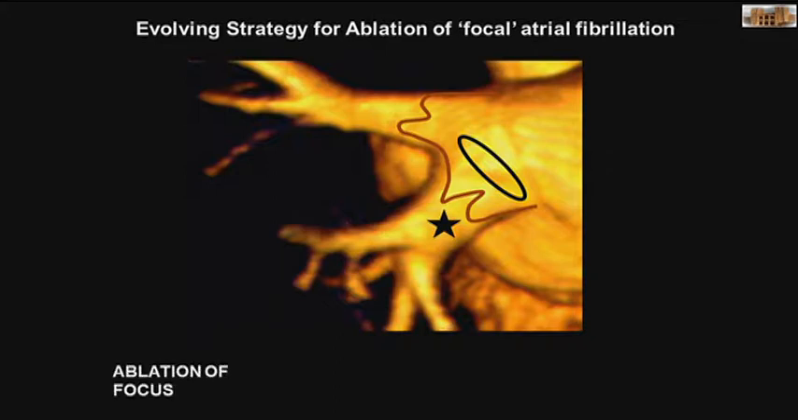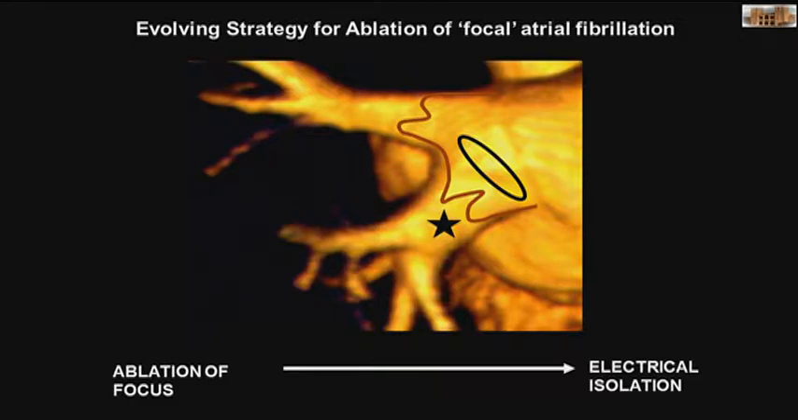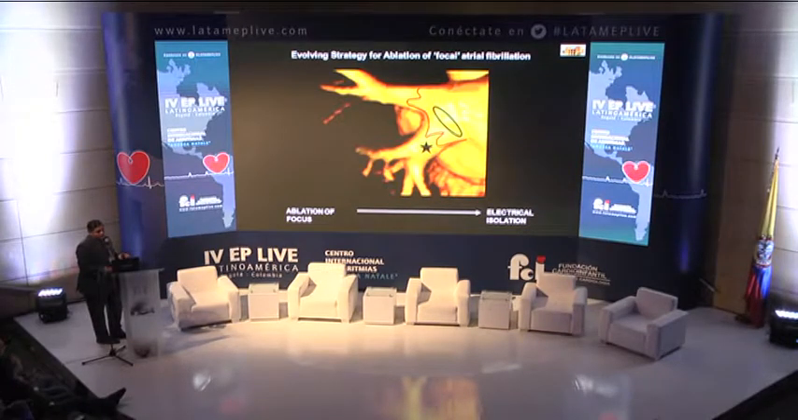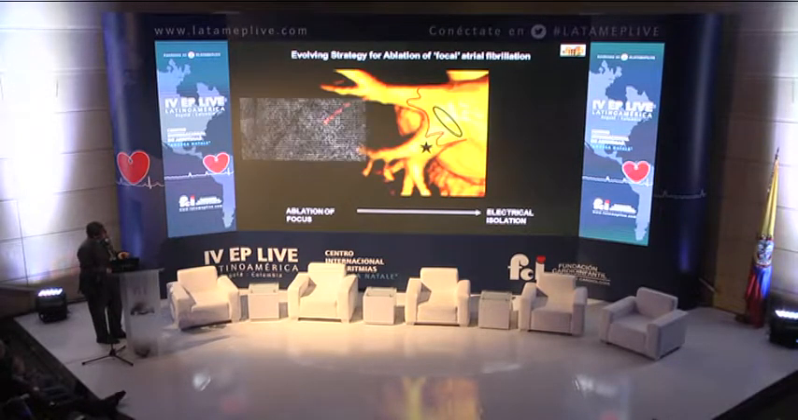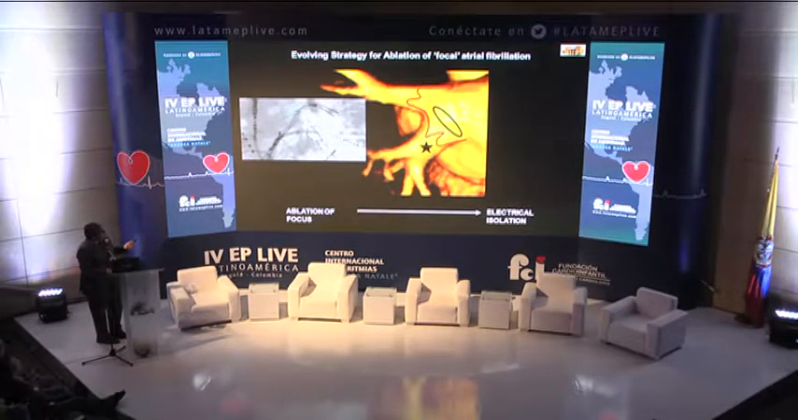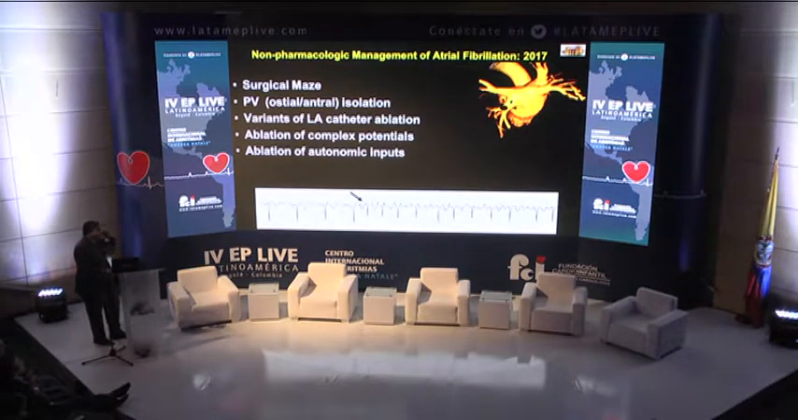And slowly the whole field has now moved into a form of electrical isolation of essentially the posterior wall of the atrium and the pulmonary veins. So, the technology, the catheters, the whole procedure has evolved quite a bit over the years. So where are we in 2017? What are all the strategies available for AFib?